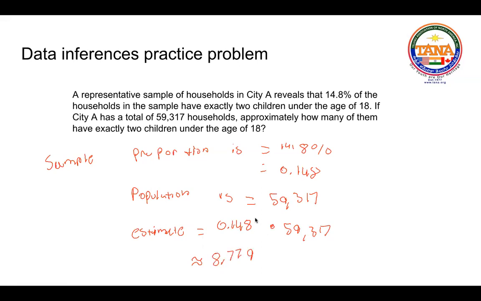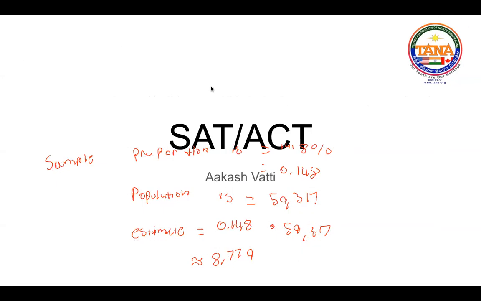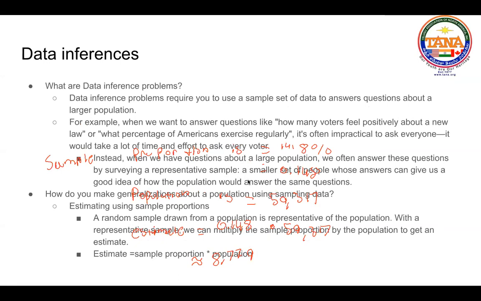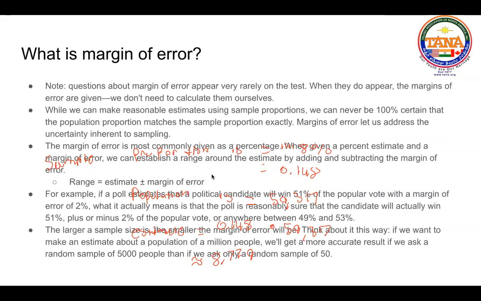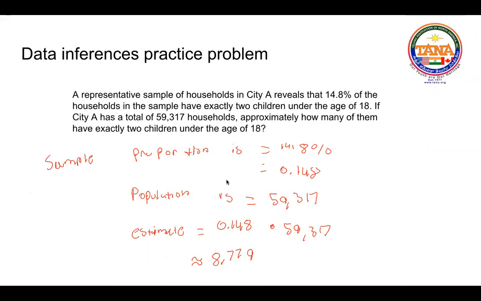8,779. And the reason for this is, if we go back a couple slides, I gave you the formula to get it, as it says right there. The estimate equals the sample proportion times population. So in this case, you should get 8,779. Again, if you got 8,778, that's probably a rounding thing, and the SAT wouldn't give you two answers, 8,778 and 8,779. It would just give you one multiple choice that's one of those two.